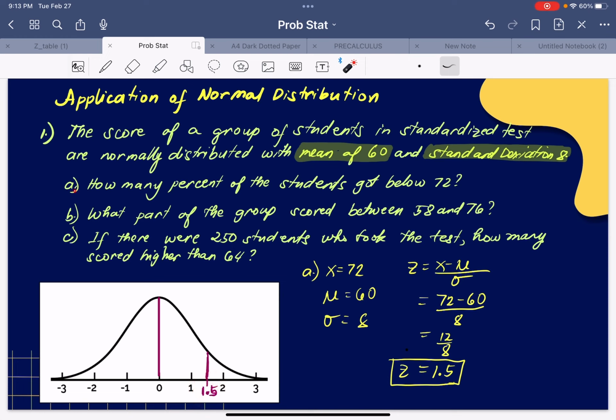So in the question, letter A, how many percent of the students got below 72? So in other words, we're going to shade the part of the normal curve below 1.5. Okay? So we're going to shade this part. So since below, hanggang sa dulo, shaded. Okay? So since the left side of 1.5 covers half of the normal curve, this is considered as 0.5.